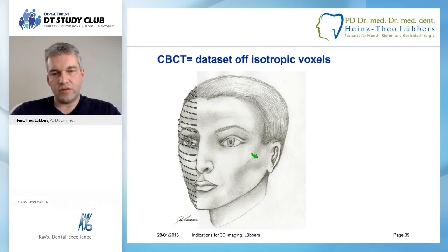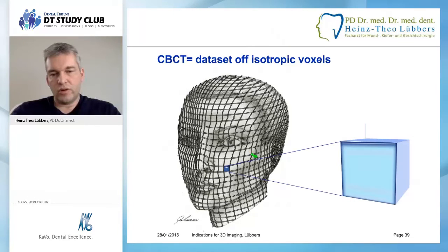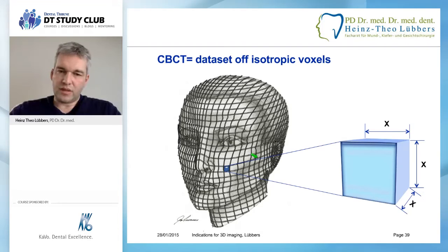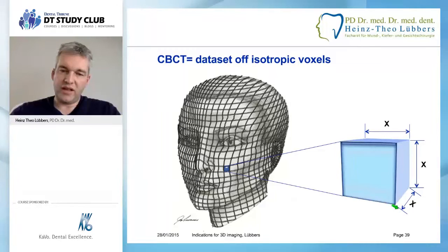We have a data set of isotropic voxels. If we have a cone beam CT, we always get a data set out of voxels. A voxel would be like a 3D pixel, and isotropic means all the edges have the same length, and this makes it possible to cut planes. You can have an axial plane, a sagittal plane or a coronal plane, and all planes show the same quality of the image.